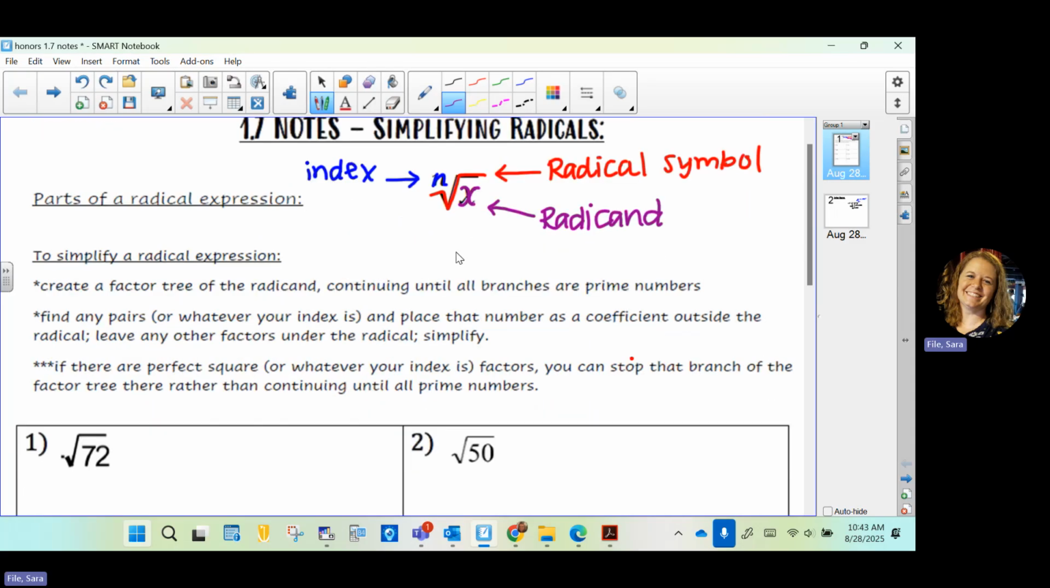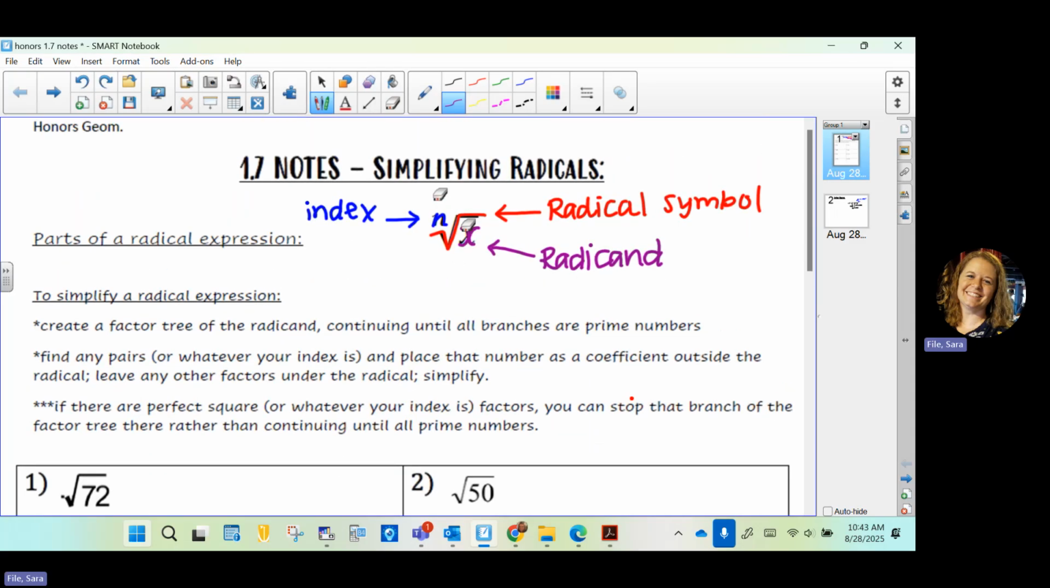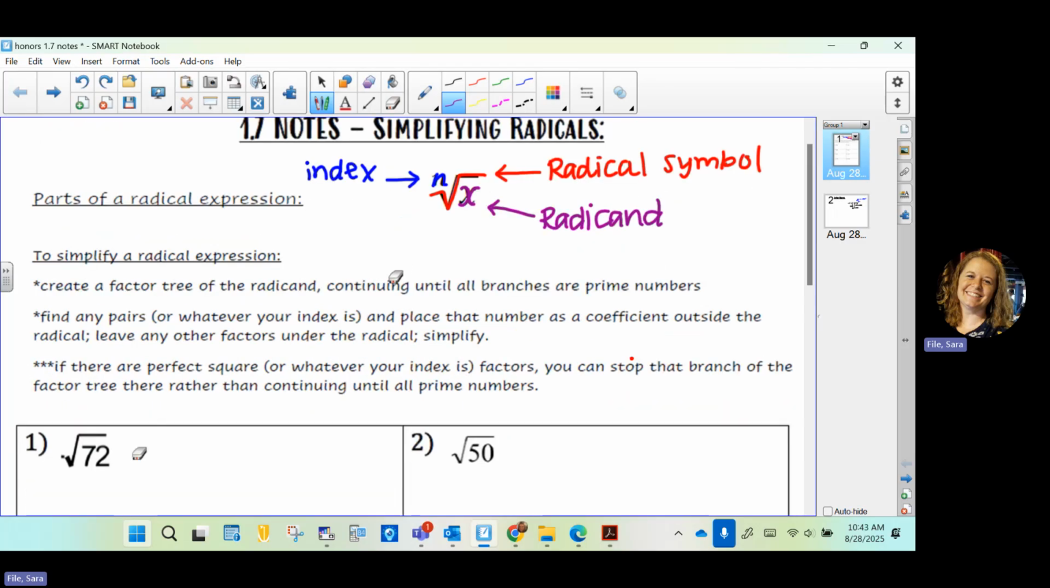All right, now what we are doing today are simplifying radicals. So yes, you could simply go plug this into Desmos and it's going to give you a decimal answer. But we don't want our answer as a decimal. We want an exact value in simplified radical form. So that's what we're going to practice and learn how to do.